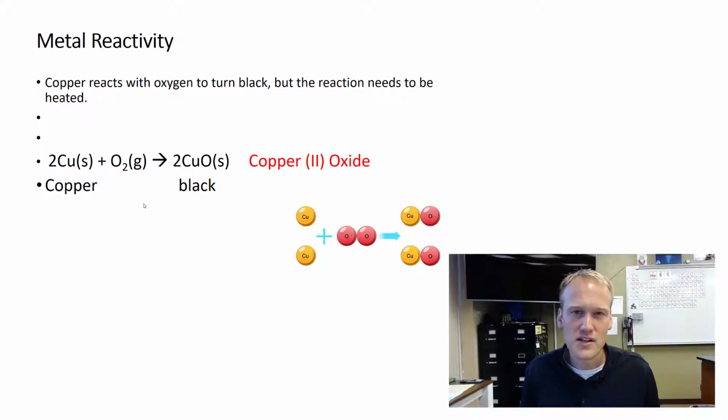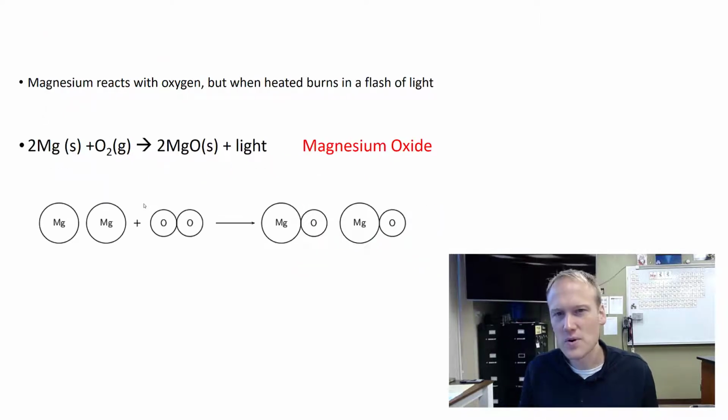In this first reaction, we have copper reacting with oxygen. It turns to this black product known as copper 2 oxide. Okay, store that in your memory. The next one we're going to take a look at is magnesium. Magnesium will also react with oxygen, and when it does, it produces a very bright white light and also gives off quite a bit of heat.